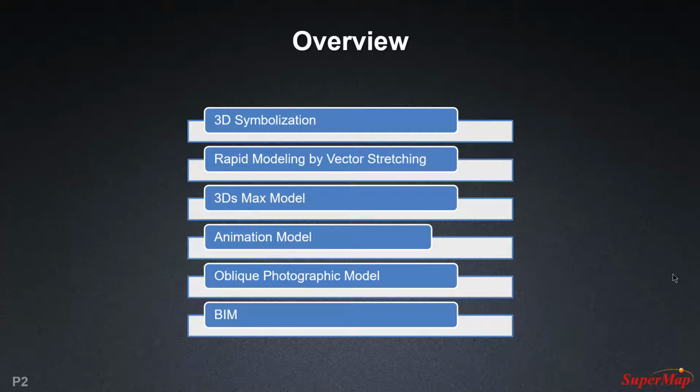We are going to start off with talking about 3D symbolization, followed by rapid modeling by vector stretching. We will then talk about 3ds Max models, animation models, oblique photographic models, and BIM models. So let's start with 3D symbolization.